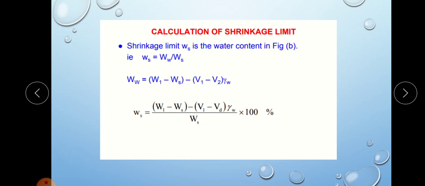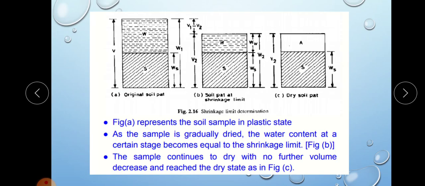Water content means weight of water by weight of solid. So we have to calculate the weight of water in this stage. The weight of water in the first stage, figure A, is equal to the total weight W1 minus Ws.